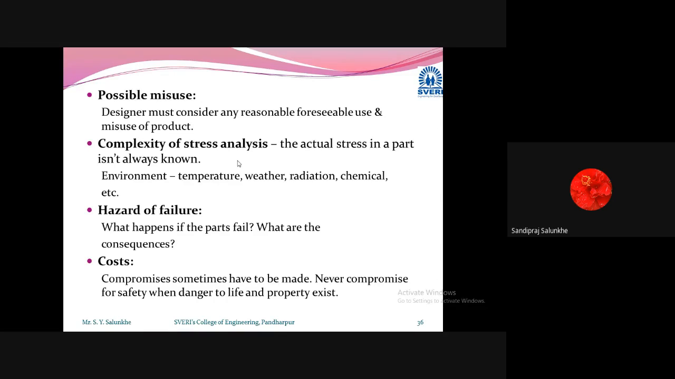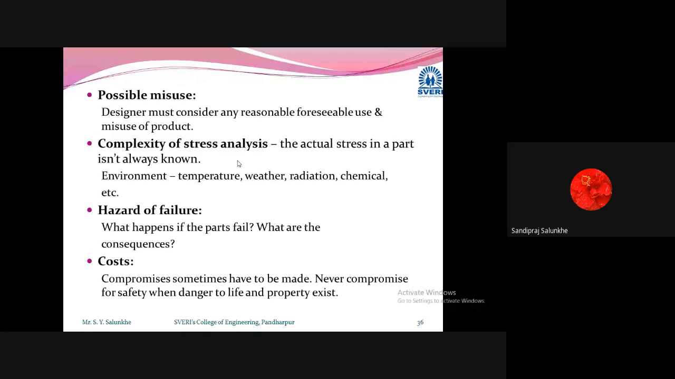Again, the same product is used by a person who is living in Mumbai, where a humid environment is there. So rusting takes place. So all these considerations, all these factors, we have to consider while we are choosing the factor of safety. That part may fail easily in the humid environment like Mumbai, whereas it may not fail at the same level, same number of cycles, or same working time in Ladakh, or in the desert of Rajasthan.